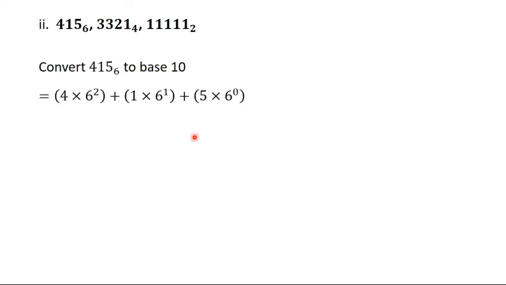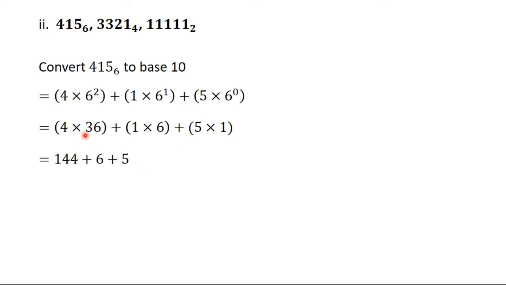You know that in converting, you multiply every digit there with the base. So 4 times 6, 1 times 6, and 5 times 6. Then you order them as you have seen here, 0, 1, 2. So in the multiplication, we have 4 times 6 squared is 36. 1 times 6 exponent 1 is 6, plus 5 times 6 exponent 0 is 1.